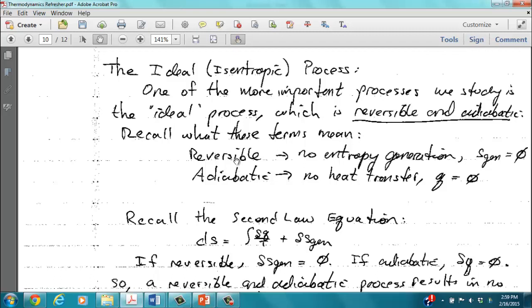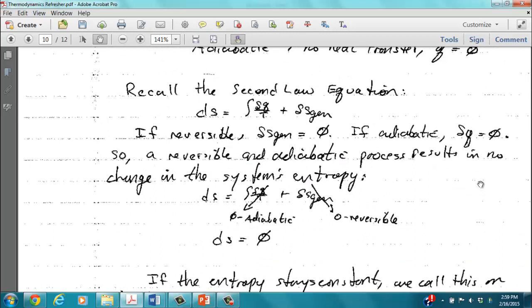Remember that reversible means that there is no entropy generation. A reversible process is one that has no losses. There's no entropy being generated, so we can say that the entropy generation, this S-gen term, is equal to 0. Likewise, an adiabatic process is one where there is no heat transfer, so Q is equal to 0. If we look back on our second law equation, and we say that the process is reversible, then the S-gen term is equal to 0, and if we say that the process is adiabatic, then the heat transfer term is equal to 0. So we get from the second law that the change in entropy of the system, ds, is equal to 0 for the reversible and adiabatic process, which is what this is saying down here.